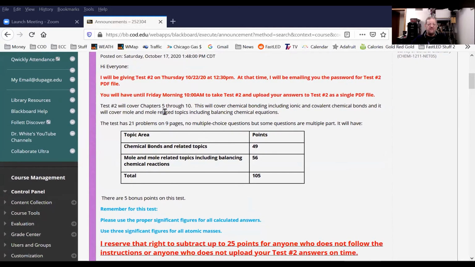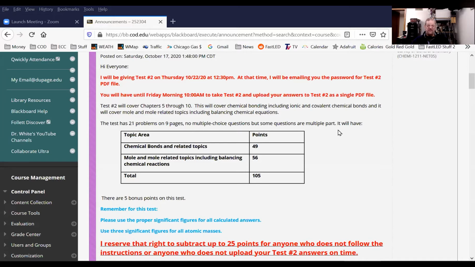It'll cover chapters 5 through 10, which really includes chemical bonding, which is ionic and covalent bonds, also Lewis structures, and ions, ionic and covalent. I'll be doing my review in a little while. And it has 21 problems, 9 pages. There are no multiple choice, but some of the questions are multiple part, like A, B, and C.